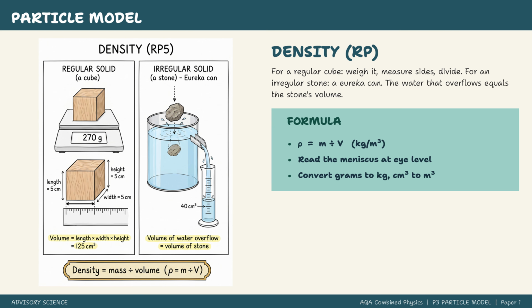The volume of the water that overflows into the cylinder is exactly equal to the volume of the stone. You then divide the stone's mass by this overflow volume to find the density. To avoid errors, always read the volume from the bottom of the curved water surface at eye level.